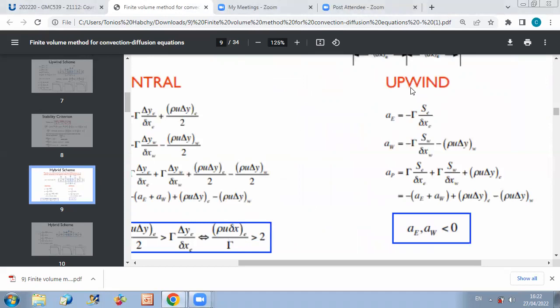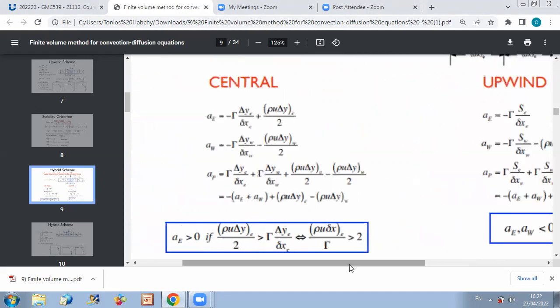As you can see, with the upwind scheme, your coefficients are negative, so it's fine for you. You have a stable solution. While for the central scheme, you have a condition: to have negative coefficients, the Peclet number should be checked at west and east. Already A west is negative for the case of positive velocity, so your constraint will just be on A east. The condition is that the Peclet number should be smaller than 2.